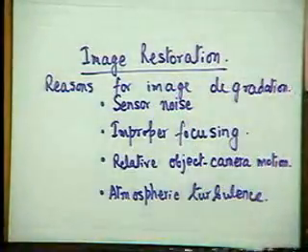So given all these reasons for image degradation, what should we attempt to do? Firstly, there are two things which we must do, and it is very important to do them with a good amount of efficiency. Given the sensor noise, improper focusing, relative object-camera motion, atmospheric turbulence, and all these various factors, there may be other optical factors coming in as well. Given all this, is it possible to mathematically model the degradation processes?